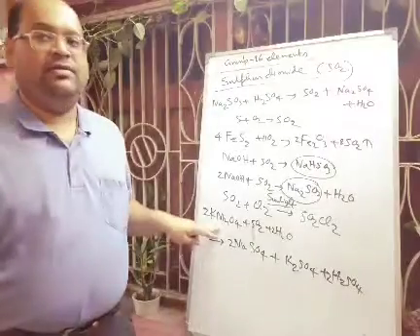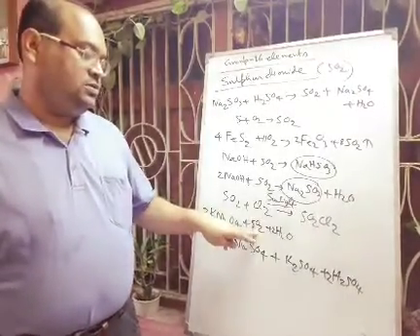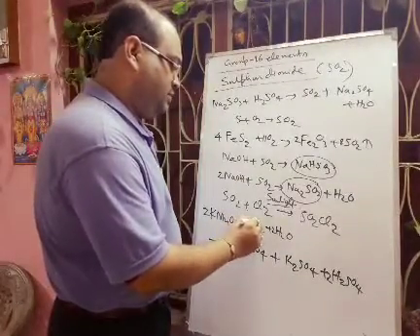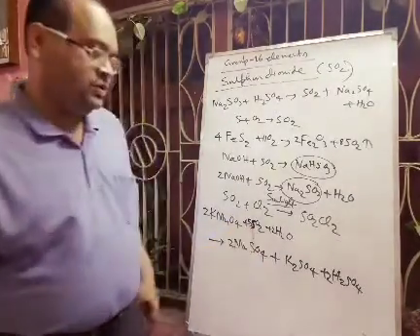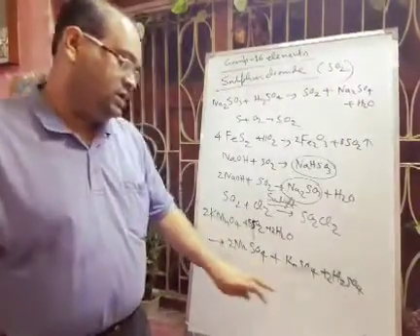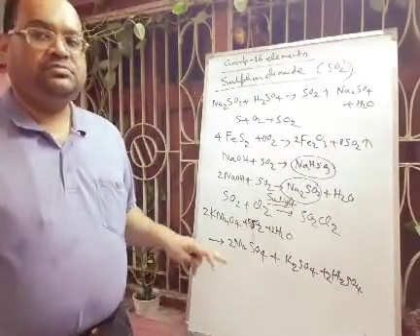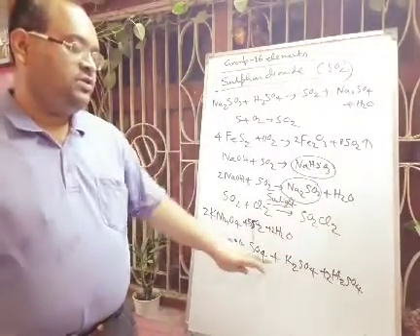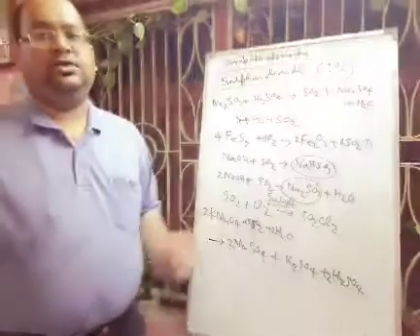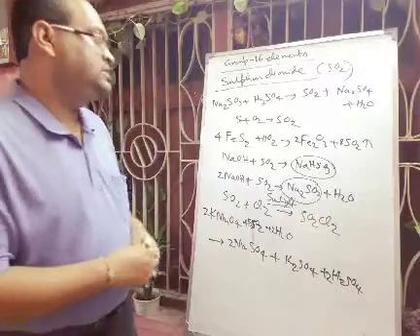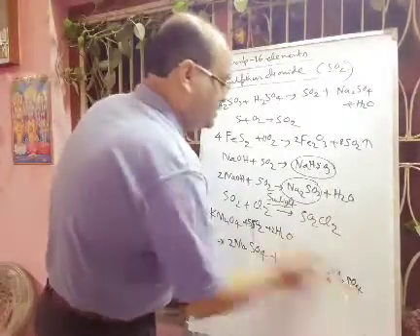That means twice KMnO4, 5 SO2, here we forgot to put this 5 SO2. Total sulfur will be 2 here, and 1, and here 2, 5 SO2 plus twice H2O, that will produce twice MnSO4, K2SO4 plus twice H2SO4. So in this way we have completed the study of group 16 elements.